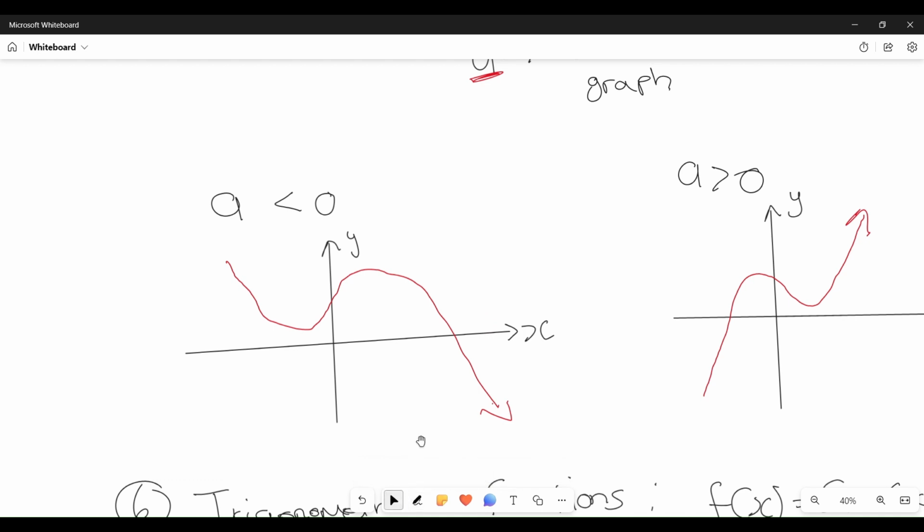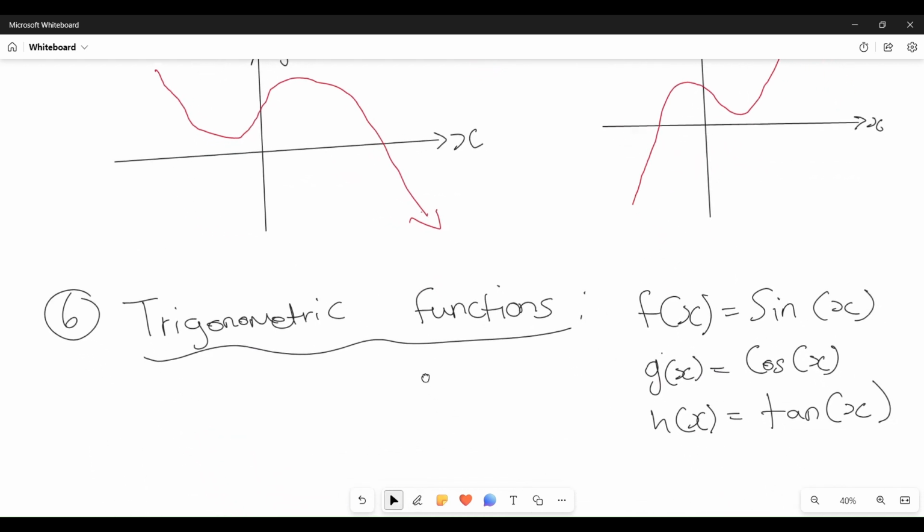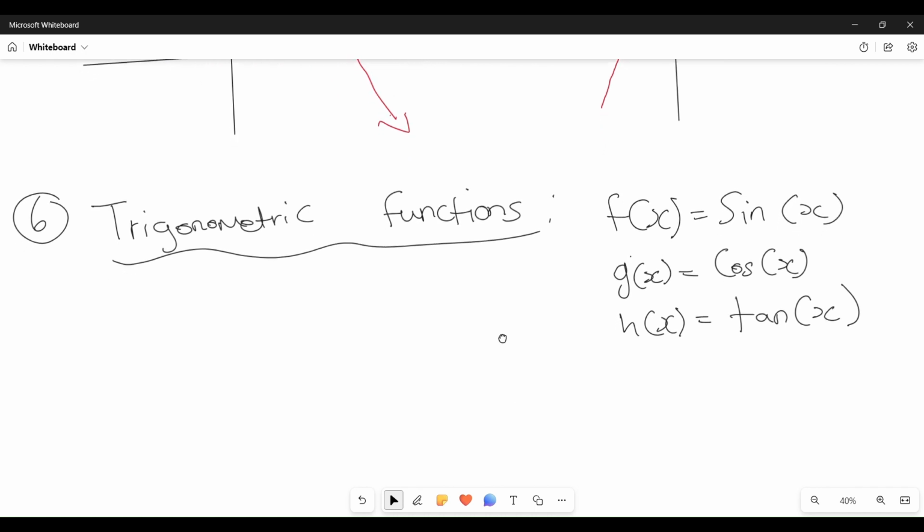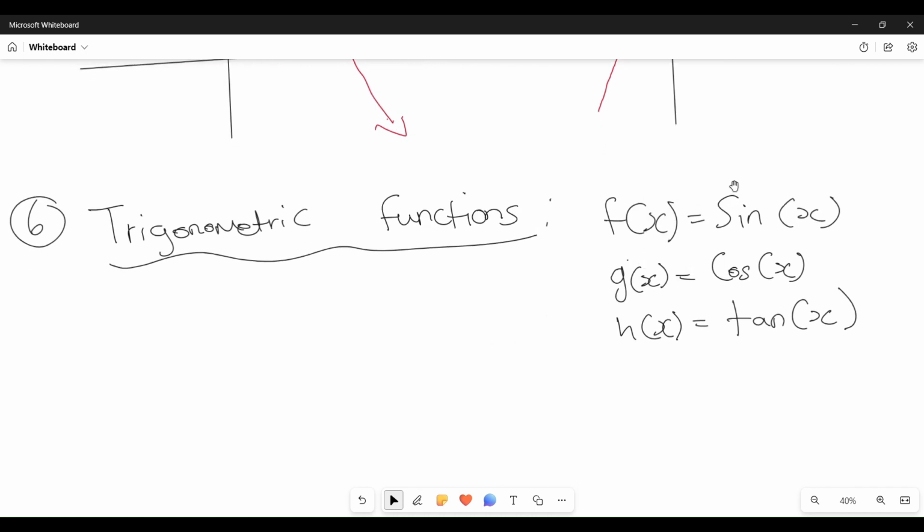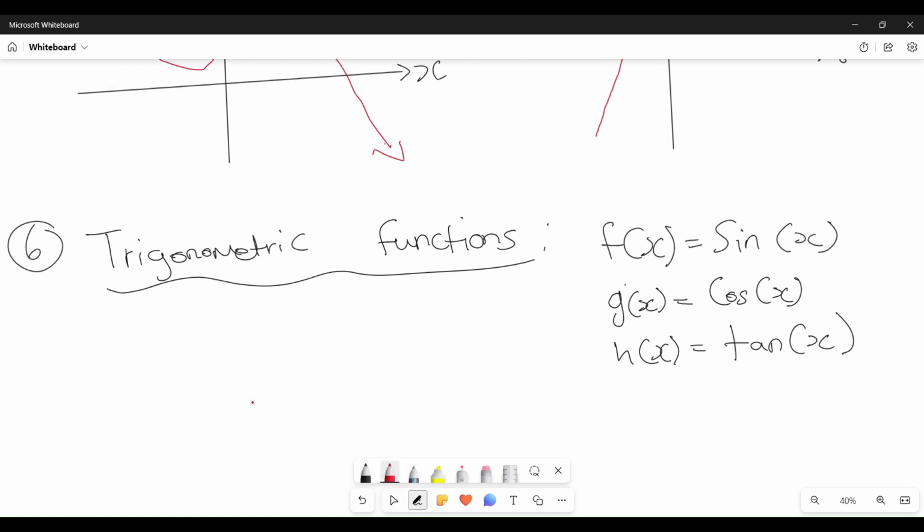Now lastly, we have the trigonometric function. Now for the trigonometric function, we all know the function of sine x, we all know the function of cos x, and also tan of x. Now I'm gonna draw the one for sine x, then the other ones you can draw on your own.